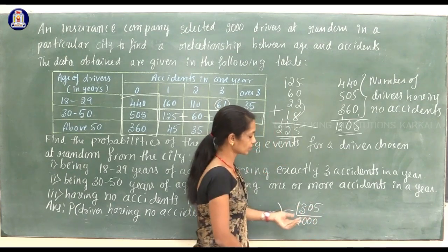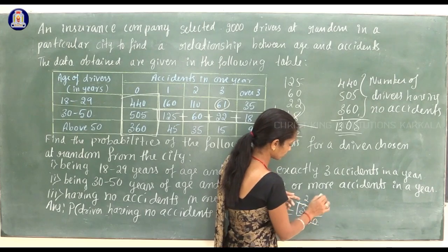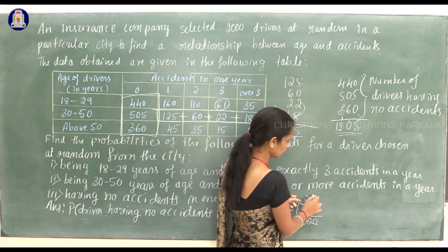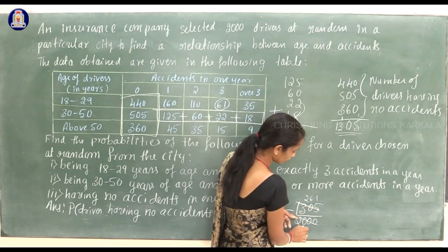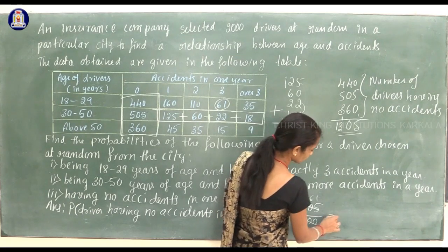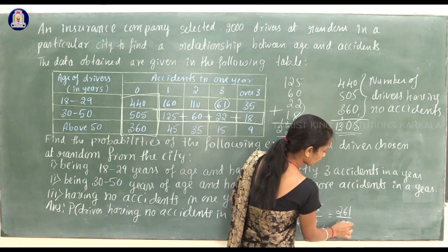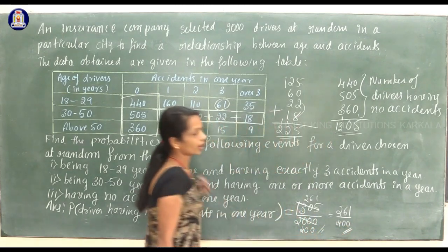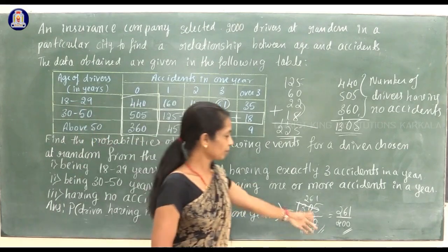Here also both numbers are divisible by 5. So cancel by 5. 5 2 times 10, 3 left 30, 5 6 times 30, 1 time 5. And here 5 4 times 20, 0 times 0, 0 times 0. So the simplified probability answer here is 261 dividing by 400. So you have to observe the table properly, and this is the probability answer.